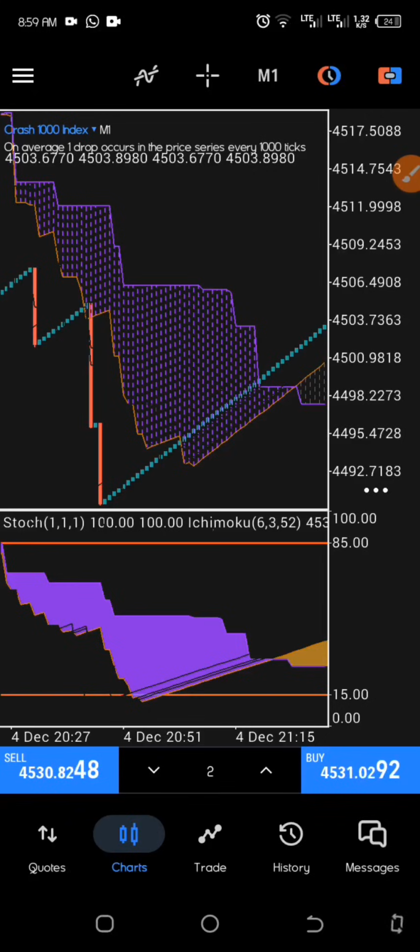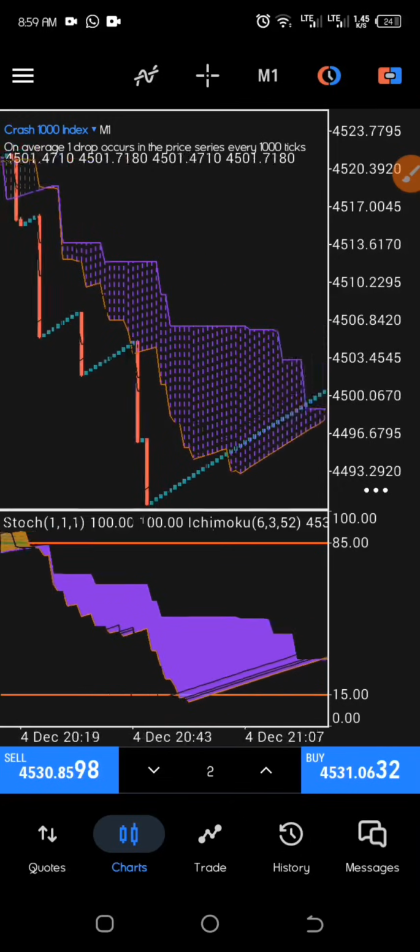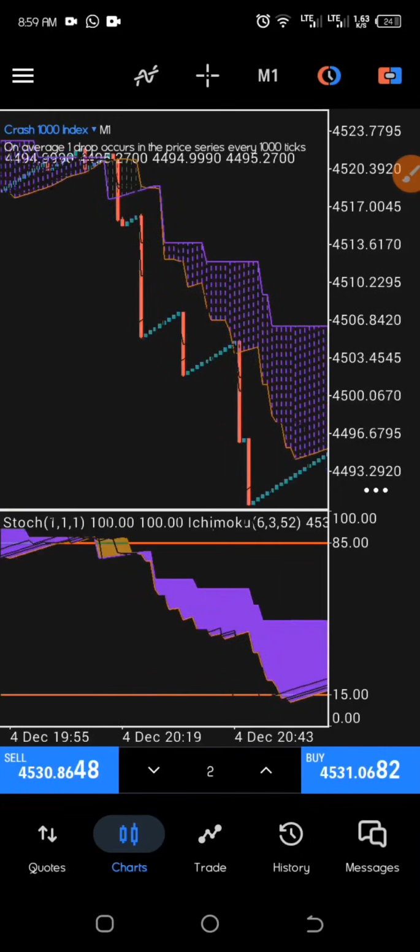So the first thing we are going to do is add our indicators. That is the first setting we are going to be adding, and after we add that, we move into how the strategy works.